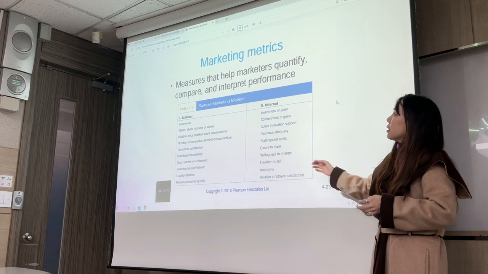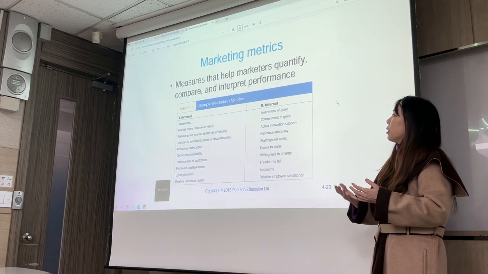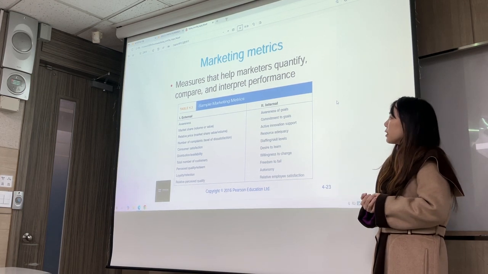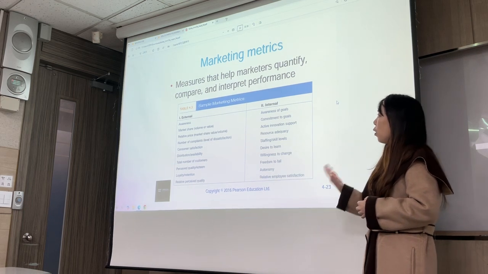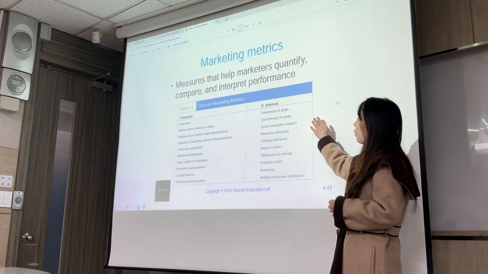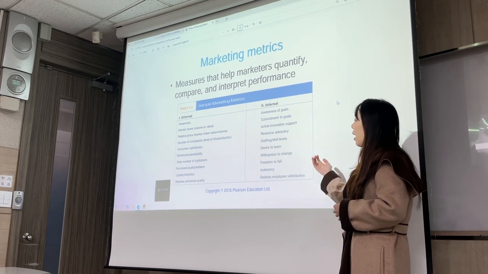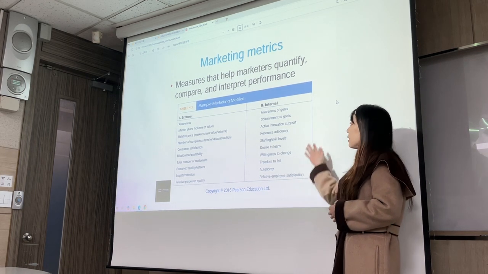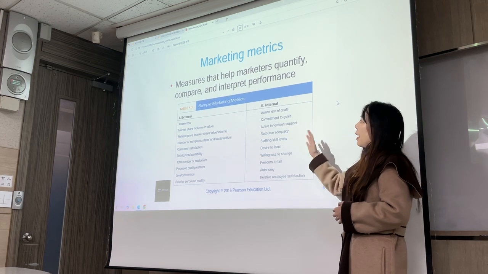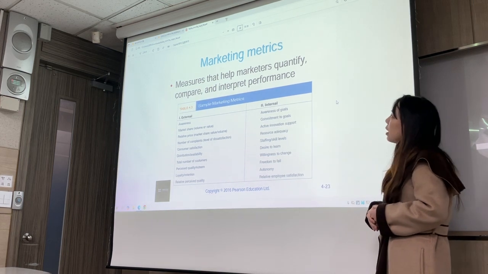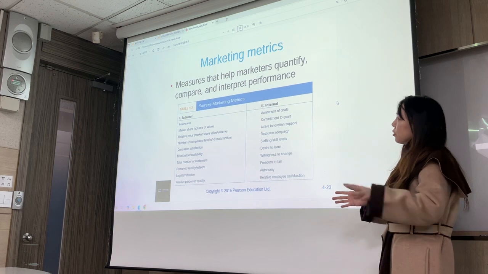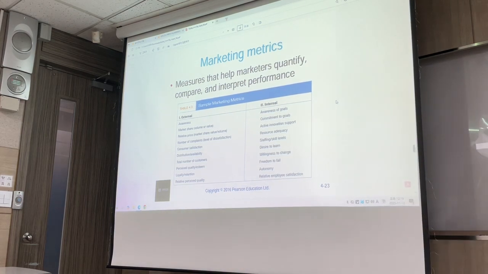And the other one is the internal factor from your survey. So for example, you can learn about active innovation support, or you can also learn about desire to learn and willingness to change. So this is more the inner side of the survey. So this is a marketing metric for external and internal factors.